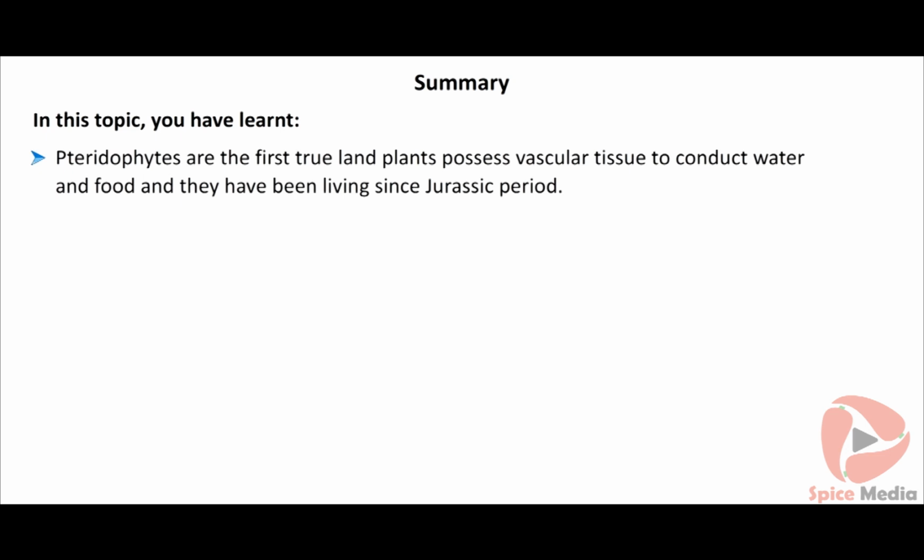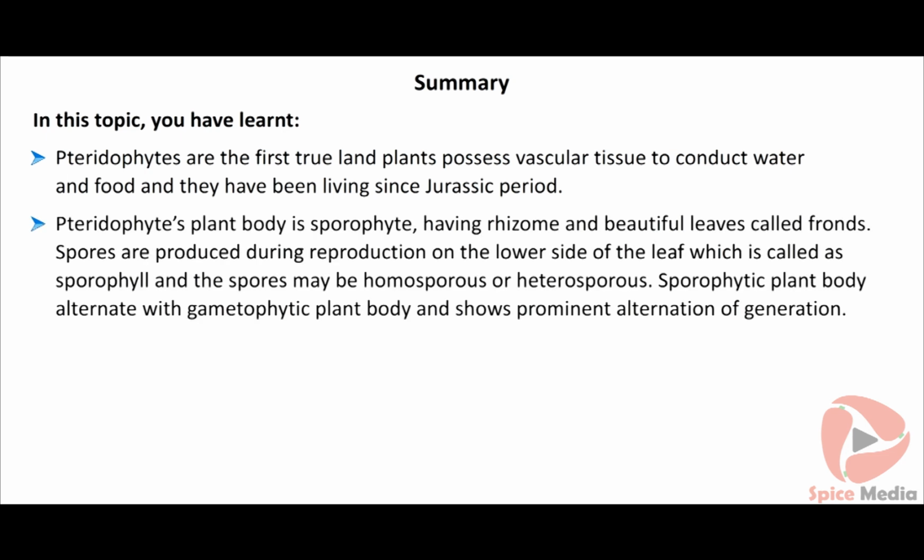In this topic, you have learnt pteridophytes are the first true land plants which possess vascular tissue to conduct water and food, and they have been living since the Jurassic period. The pteridophyte plant body is a sporophyte, having a rhizome and beautiful leaves called fronds. Spores are produced during reproduction on the lower side of the leaf, which is called sporophyll, and the spores may be homosporous or heterosporous.